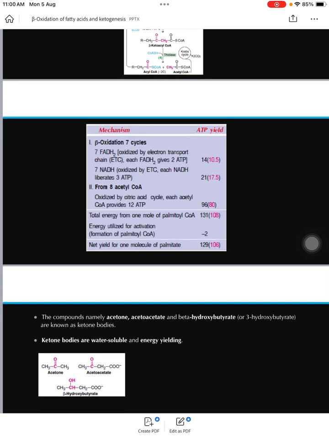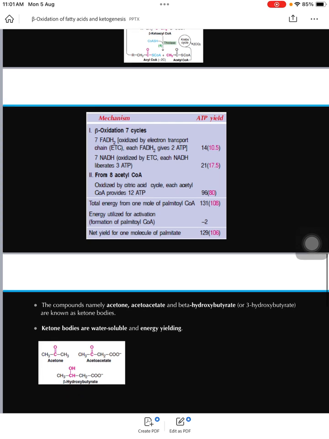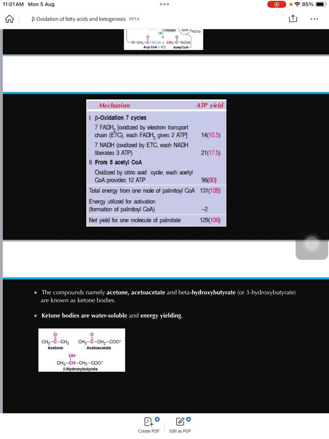A total energy from 1 mole of palmityl-CoA will yield 131 ATP molecules. Out of this, 2 molecules will be utilized for activation, that is the formation of palmityl-CoA. A net yield for 1 molecule of palmitate will be 129 ATP molecules.